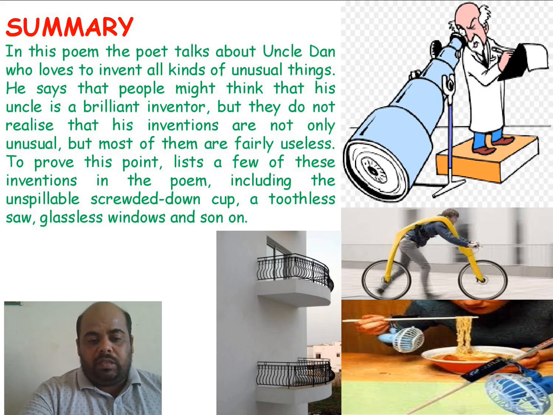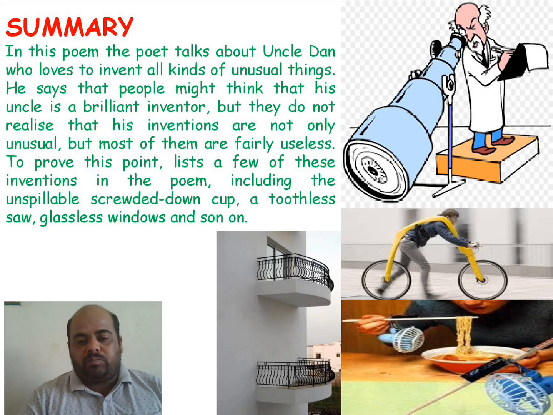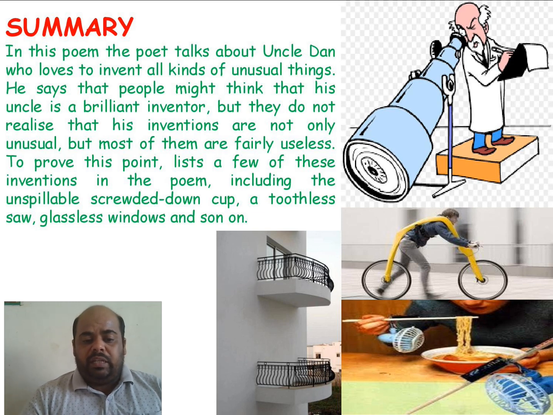Now moving on, let's see the summary of this poem. In this poem, the poet talks about Uncle Dan, who loves to invent all kinds of unusual things. He says that people might think that his uncle is a brilliant inventor, but they do not realize that his inventions are not only unusual, but most of them are fairly useless. To prove this point, he lists a few of these inventions in the poem, including the unspillable screw-down cup, a toothless saw, a glassless window, and so on.